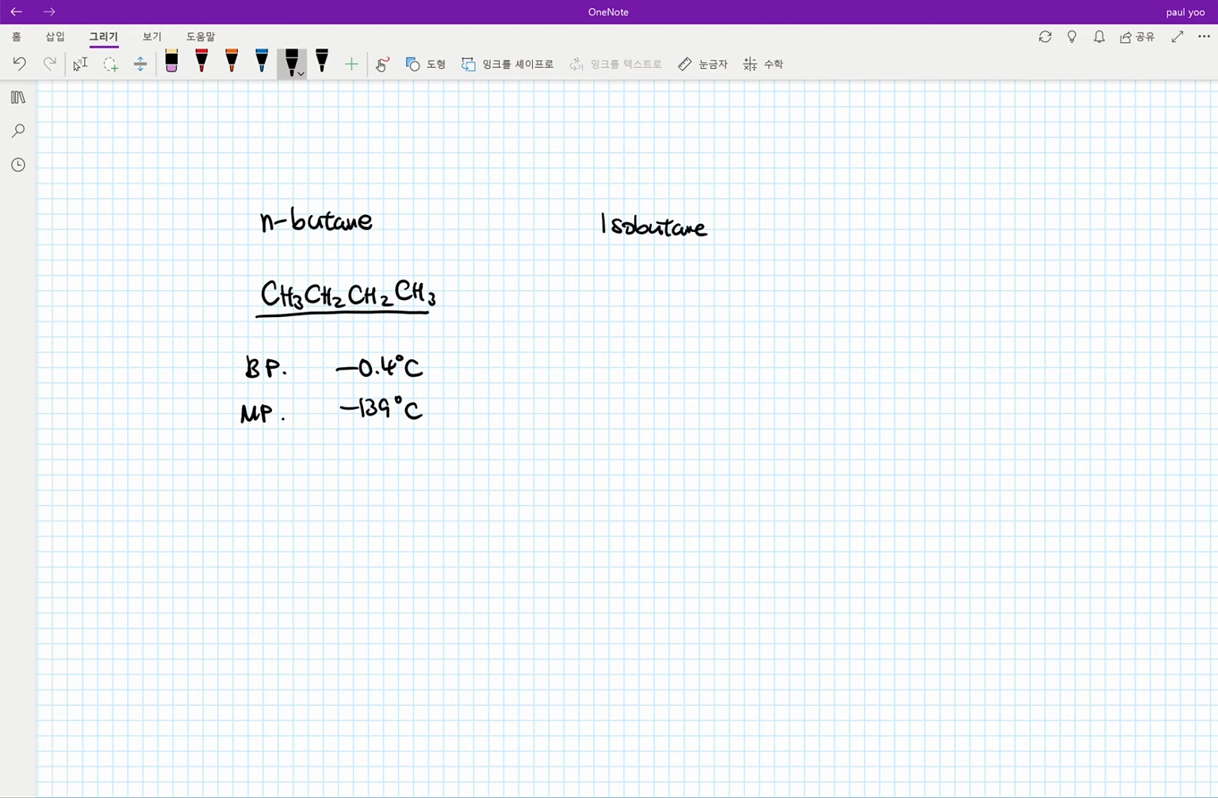Then there is isobutane that has C in the middle that is connected by 3 other C. So it's a 4 carbon molecule, and each outer carbon has CH3, and the middle C has another H because it must have 4 bonds. So they both have molecular formula of C4H10 and C4H10.